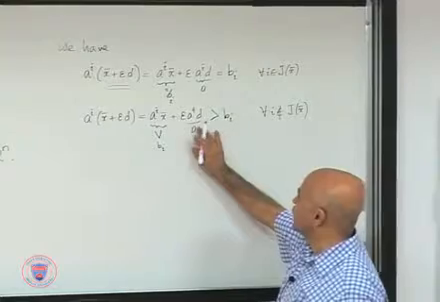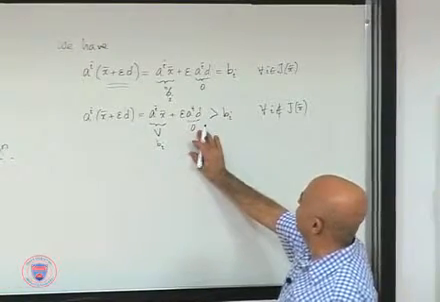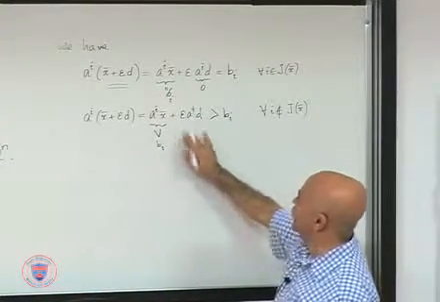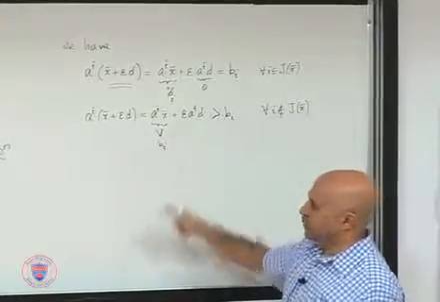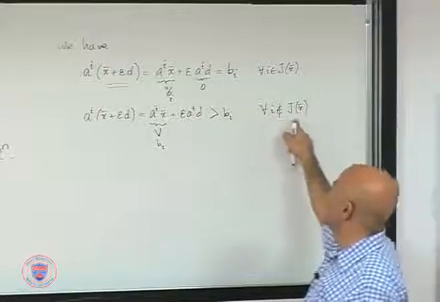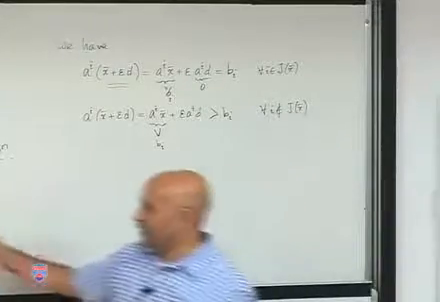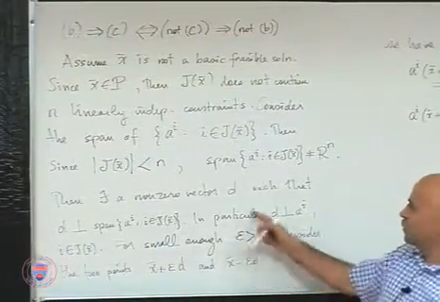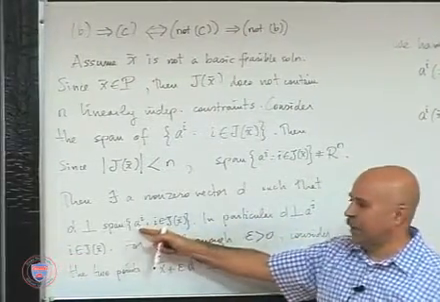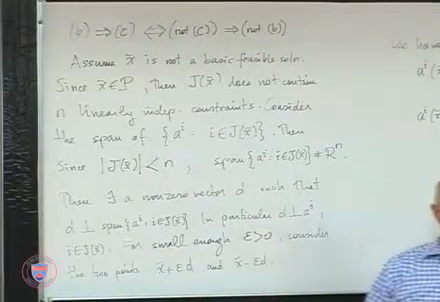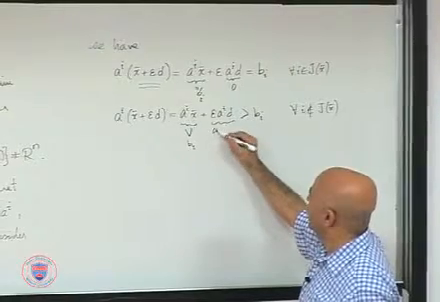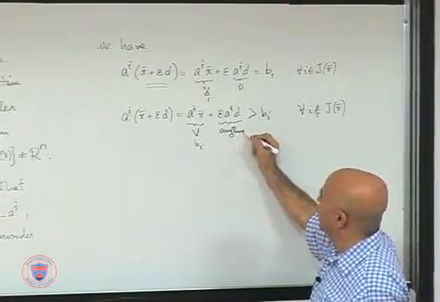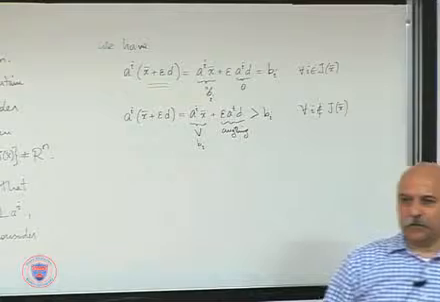Oh, wait a minute, this is not 0. Is it 0? No, this is not 0. Sorry. That's not 0 because now AI is not in the active set. The only thing we know is D is orthogonal to vectors in the active set. Okay? So this part can be anything, which means it could be 0, negative, or positive.